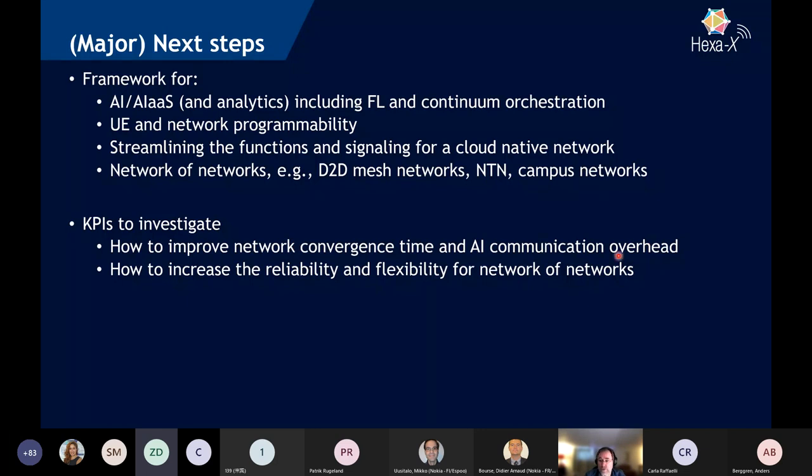AI overhead, we also will look into. We will also look into how to increase the reliability and ways to increase the flexibility to networks and networks. So these were the things. I think I'll stop here.